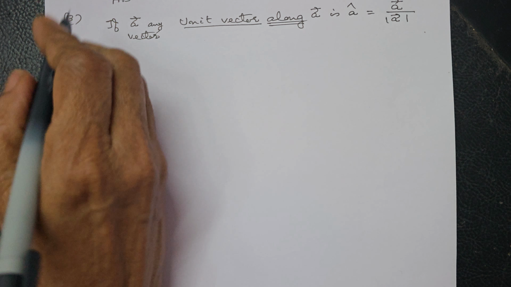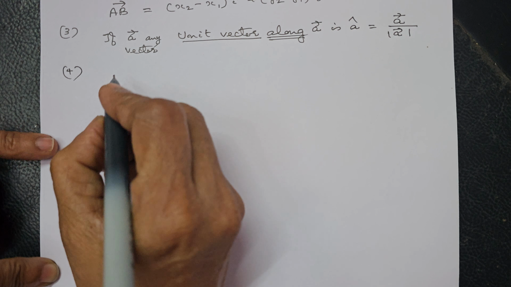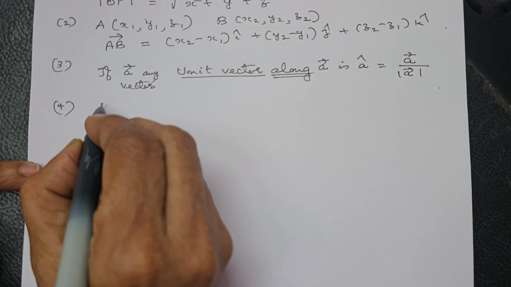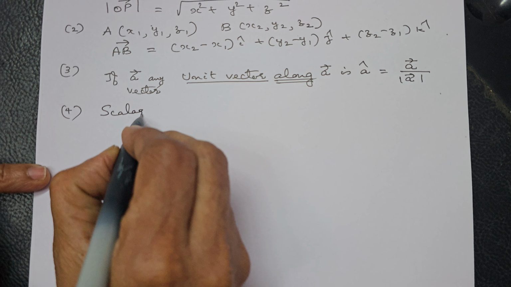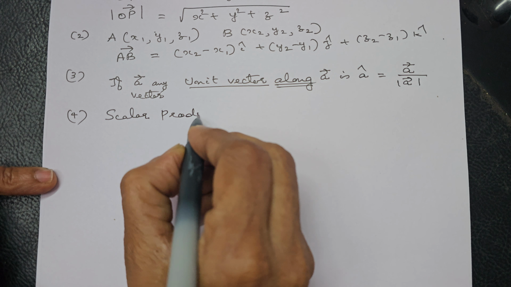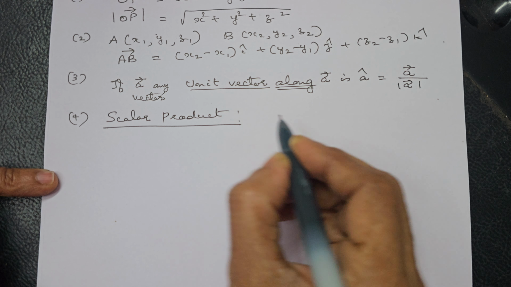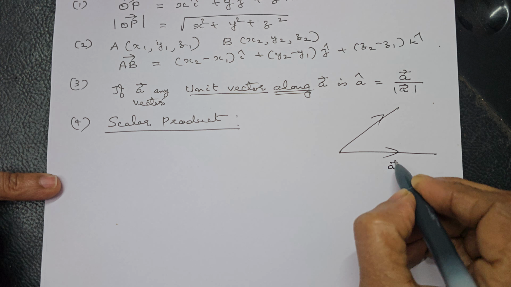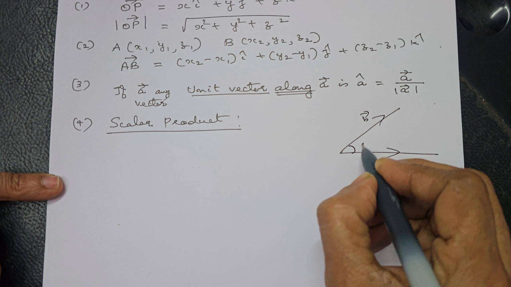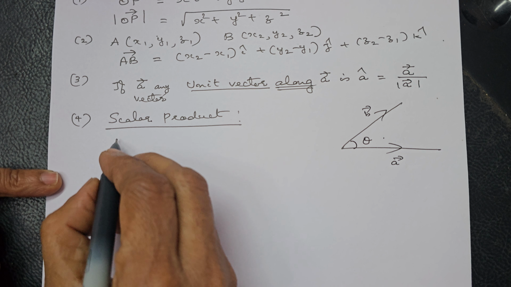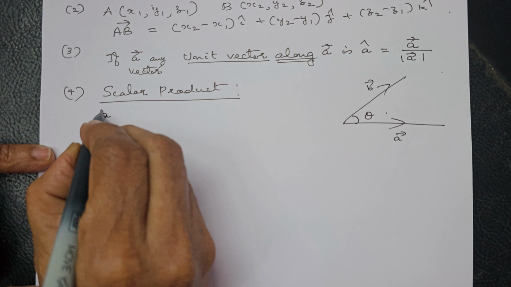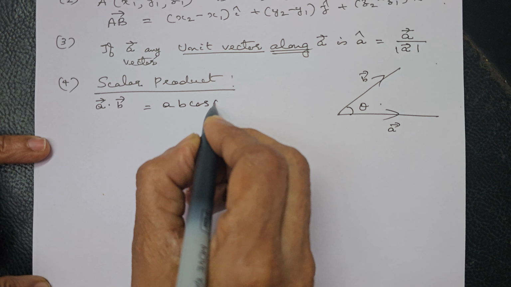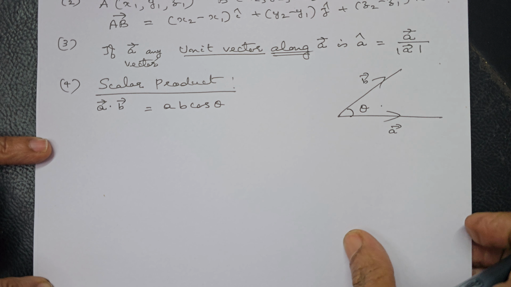Now next concept is we have to learn 2 products in vector algebra. The first product is called scalar product or dot product. Let we have 2 vectors A and B, and theta is the angle between them. Then the scalar product or dot product, denoted by A dot B, is defined as A into B into cos of the angle between them, AB cos theta.